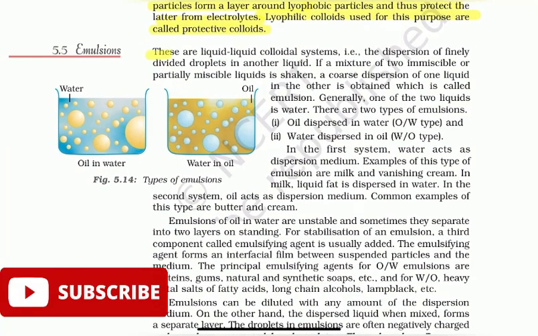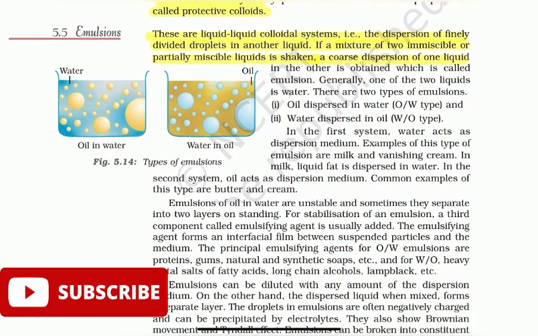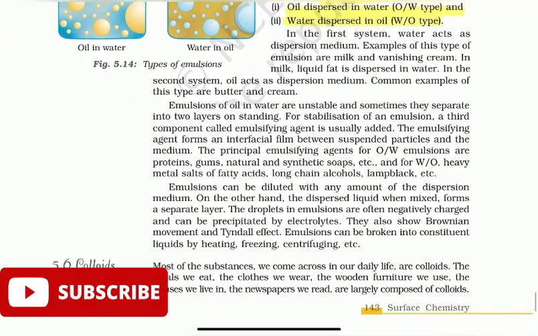Emulsions. These are liquid and liquid colloidal systems, i.e. the dispersion of finely divided droplets in another liquid. If a mixture of two immiscible or partially miscible liquids is shaken, a coarse dispersion of one liquid in the other is obtained, which is called emulsion. Generally, one of the two liquids is water. There are two types of emulsions, oil dispersed in water and water dispersed in oil. In the first system, water acts as a dispersion medium. Examples of this type of emulsions are milk and vanishing cream.